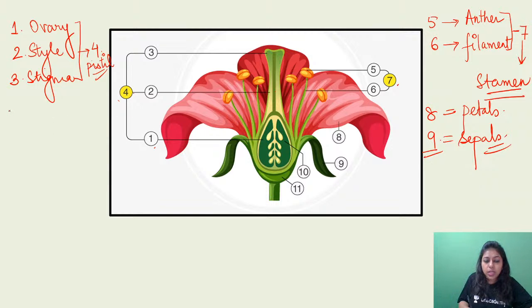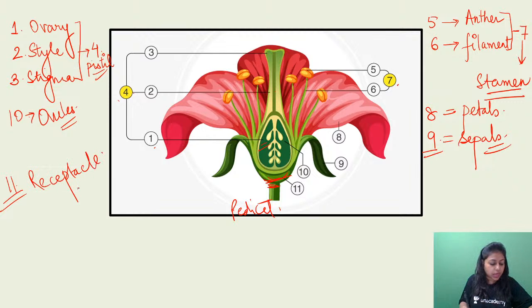Now the 10th one that we have, these are the ovules, which are inside the ovary. Whereas the 11th one that we have, what do we call it? Tell me. This is a pedicel. Above the pedicel, what do we have? This is called the receptacle. I hope you are clear.